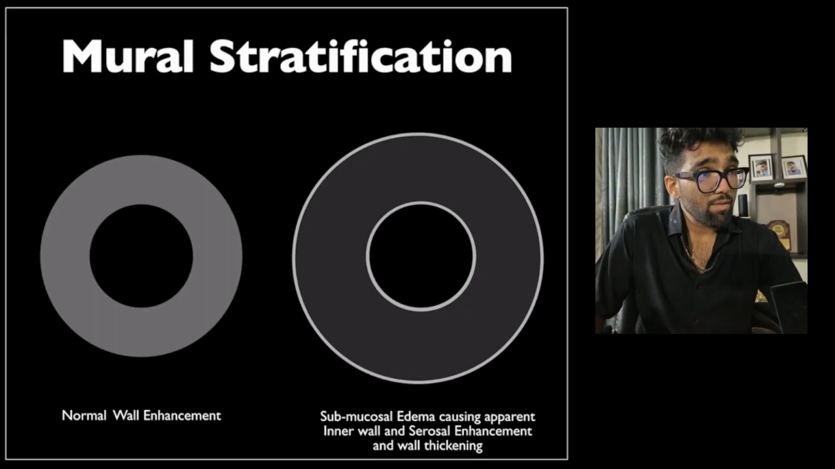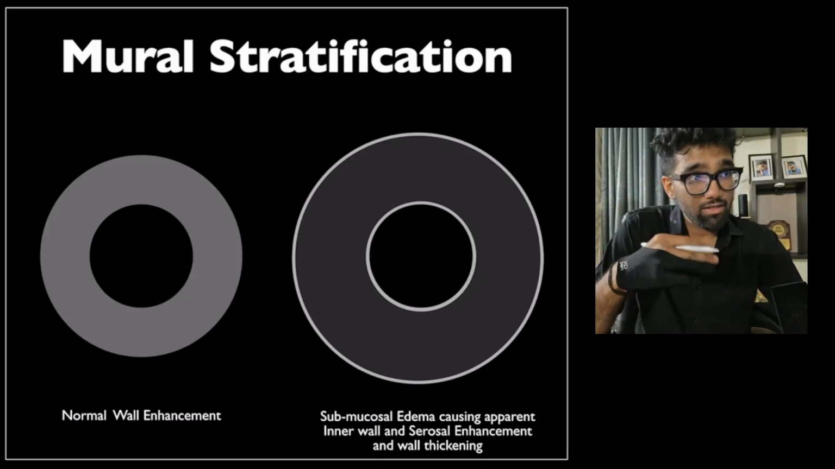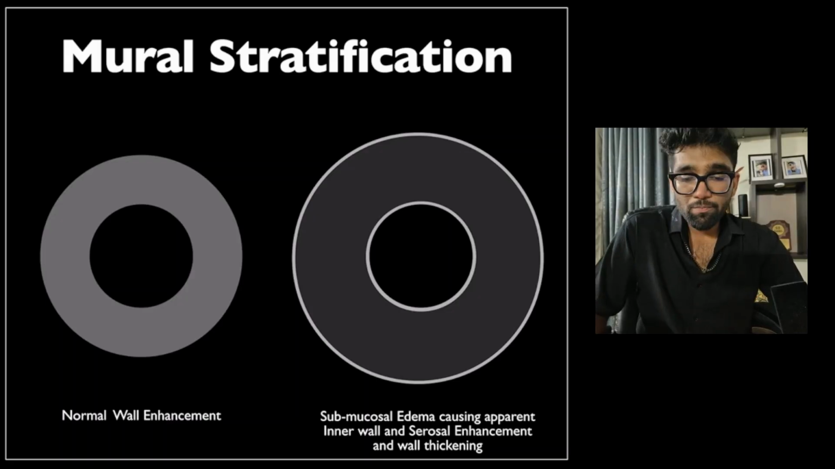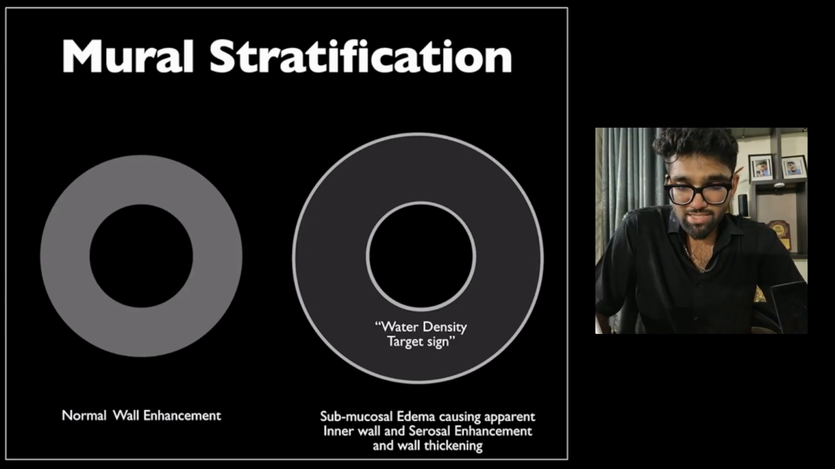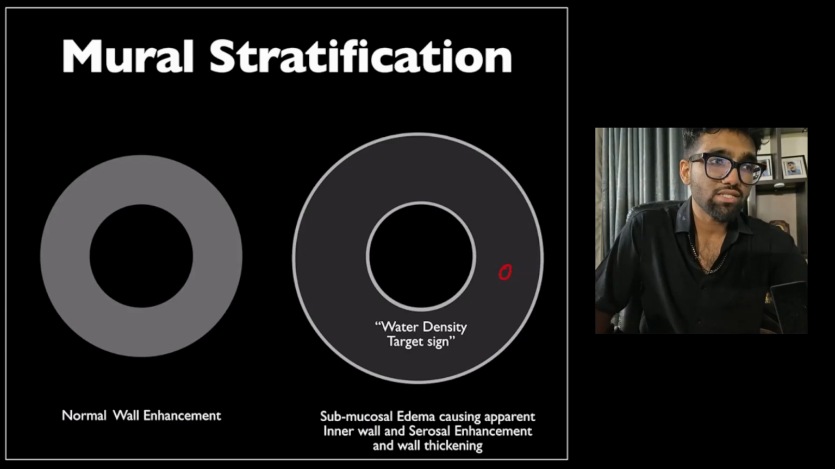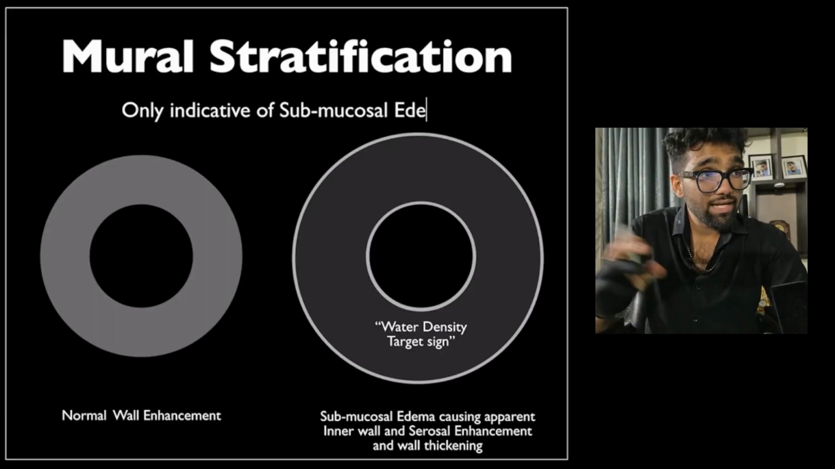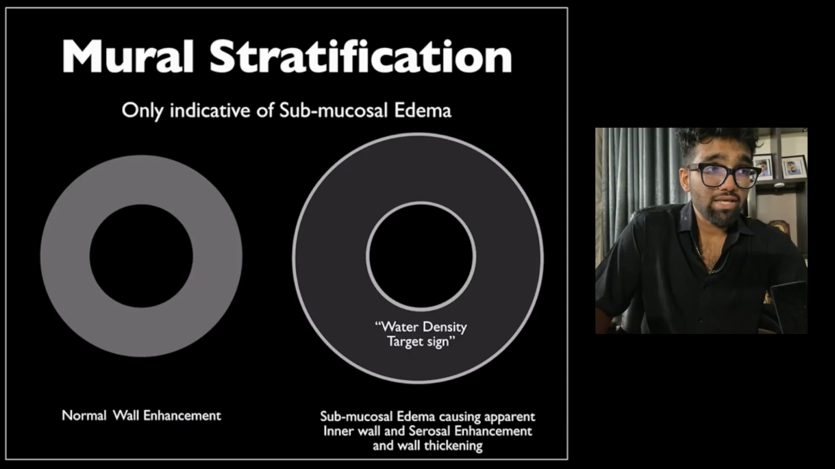So why does this happen? This happens because there is edema here, and that edema essentially compresses the blood vessels there, decreasing the amount of enhancement that occurs when you give contrast to the patient. So this is called mural stratification. Now, this is actually called the water density target sign. Okay, because the density here is that of water. Now, water has a density of around 30 to 40 Hounsfield units. So that is the density. If you put a region of interest there, you'll see that the attenuation is actually 30 to 40 HU. Okay. Now, this is only indicative of what? Submucosal edema. It doesn't mean it's vasculitis.